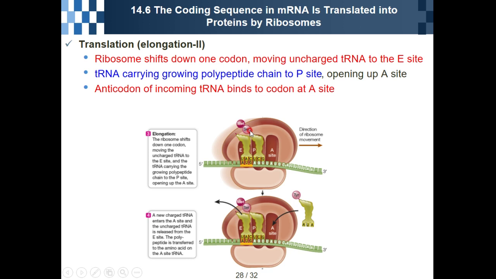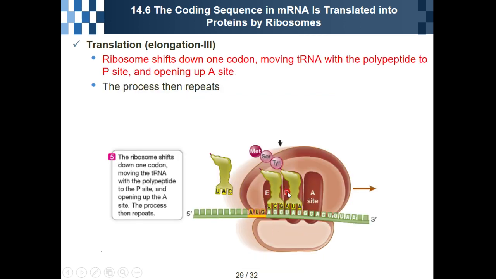So the tRNA carrying the growing polypeptide chain is located at the P site. At that point the A site is open, and the anticodon of a new incoming tRNA binds to the codon at the A site, like this. Then peptide transfer happens, the same thing. This process repeats. So this is elongation.